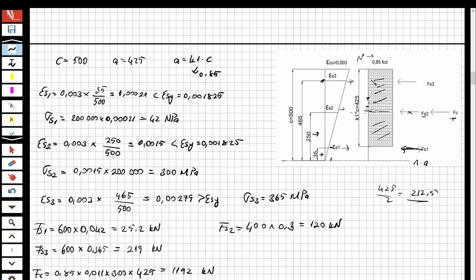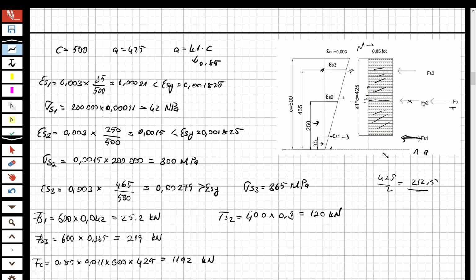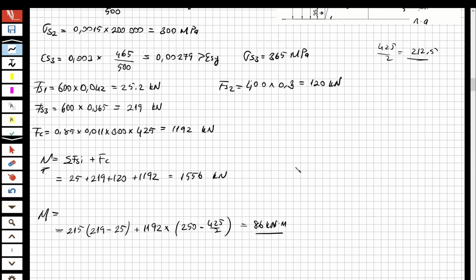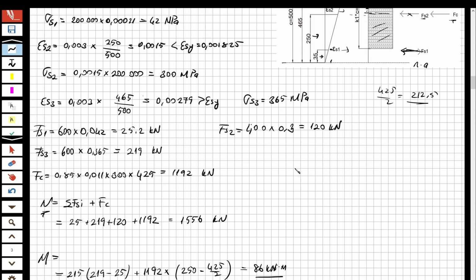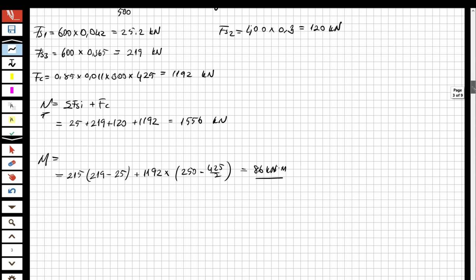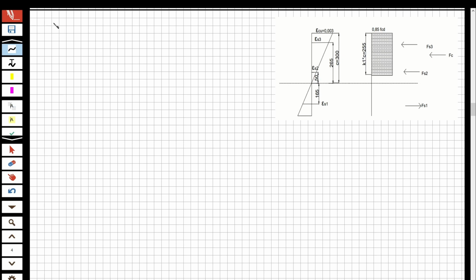Okay, so I have to subtract from the 250 to calculate the moment arm. So this one is for that. So now this part also. Okay, so let's make another assumption and determine the actual force and the moment. So now I'm going to assume that the neutral axis is equal to 300.